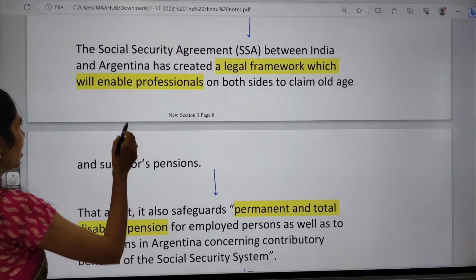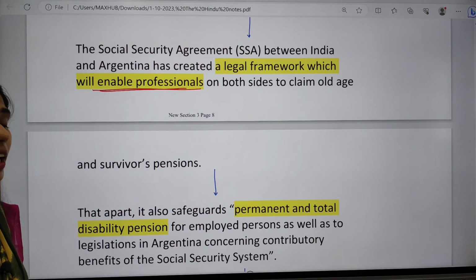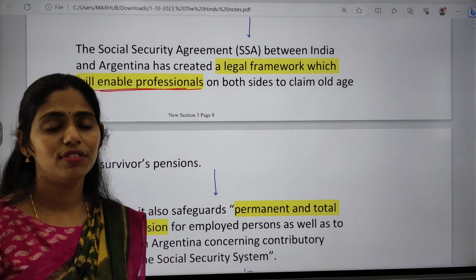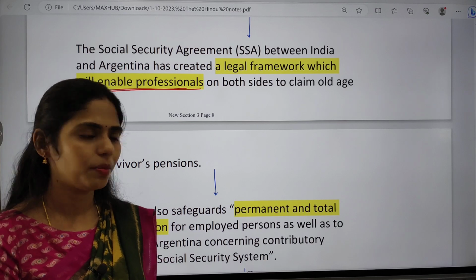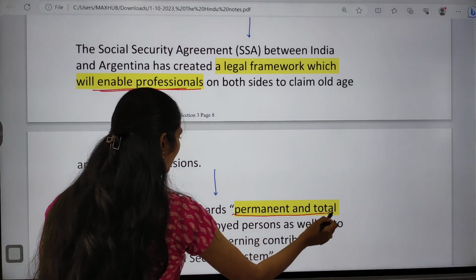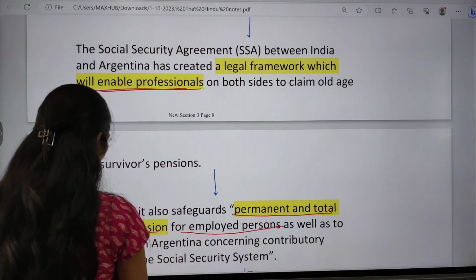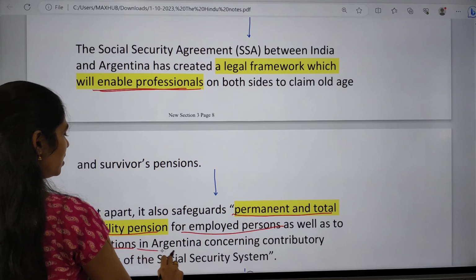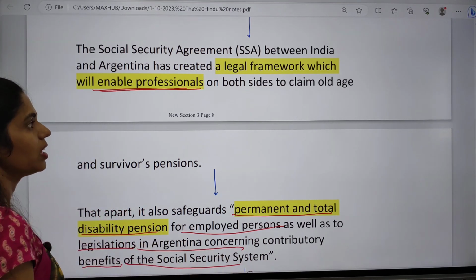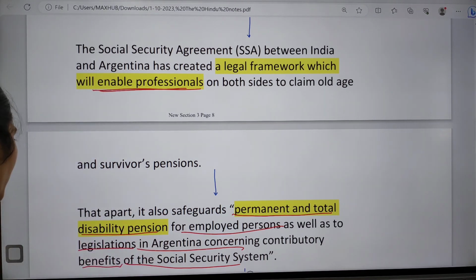This legal framework will enable professionals on both sides to claim old age and survival pensions. So it will be helpful for claiming pensions from the government. Apart from that, it also safeguards permanent and total disability pension for employed persons, as well as legislation in Argentina concerning contributory benefits to the social security system. So not only the old age pension, but they also get a disability pension for employed people.